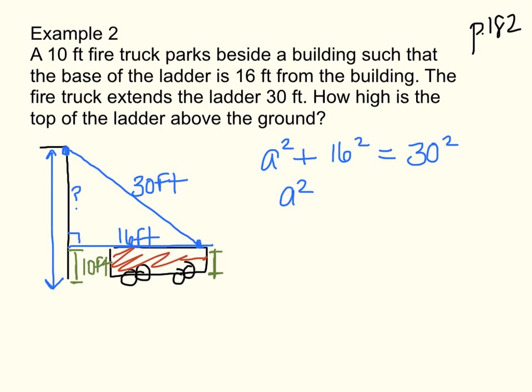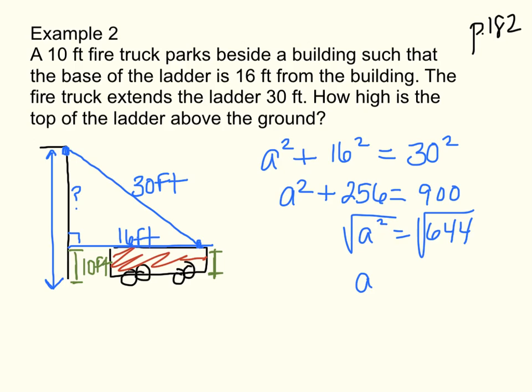So now A squared just comes down. 16 squared is 256, and 30 squared is 900. I solve the equation, so I subtract 256 from each side. That gives me 644. I take the square root of both sides, and approximately, since it's not a perfect square, this gives me about 25.4 feet.